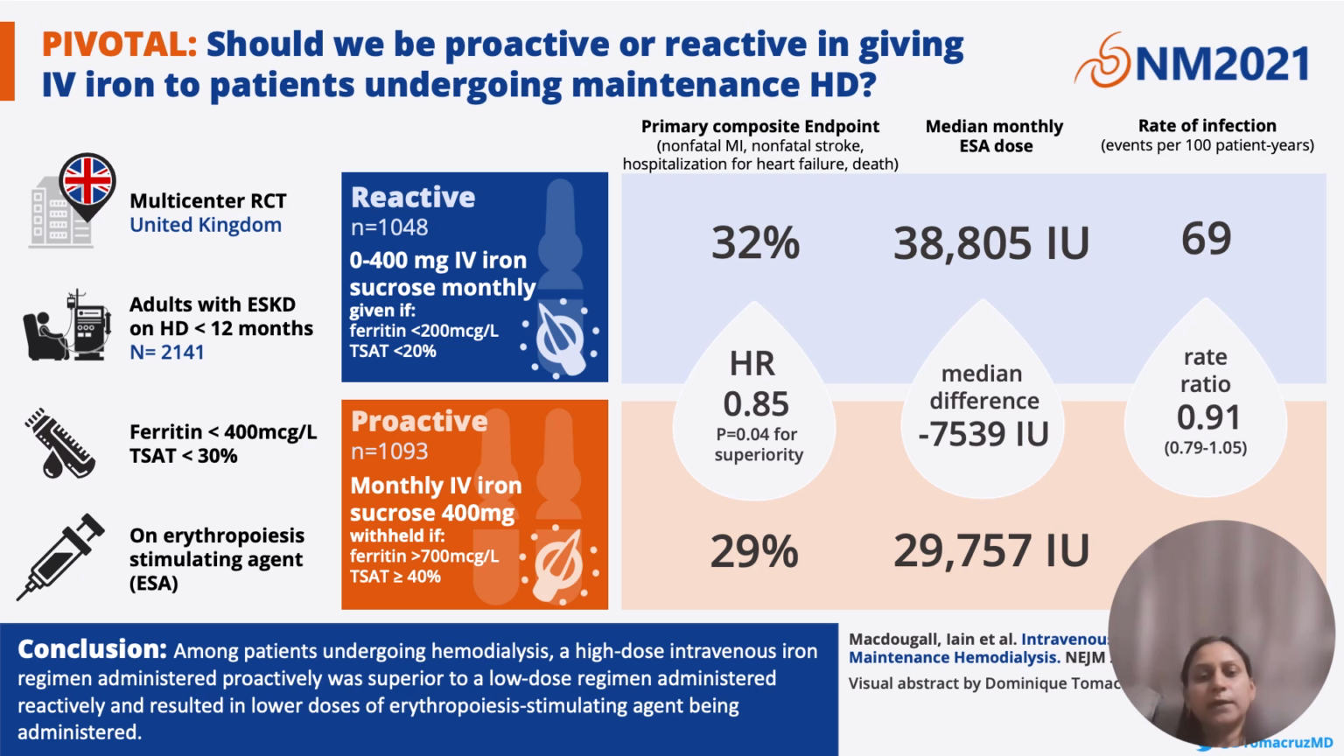So you can see that the primary composite endpoint, that is heart failure, death, non-fatal MI, non-fatal stroke, was much lower in the proactive group. The median monthly requirement of ESA dose was also lesser in the proactive group, and the rate of infection was similar between both the groups. So among patients undergoing hemodialysis, a high dose IV iron regimen administered proactively was found to be superior to a low dose regimen administered reactively.